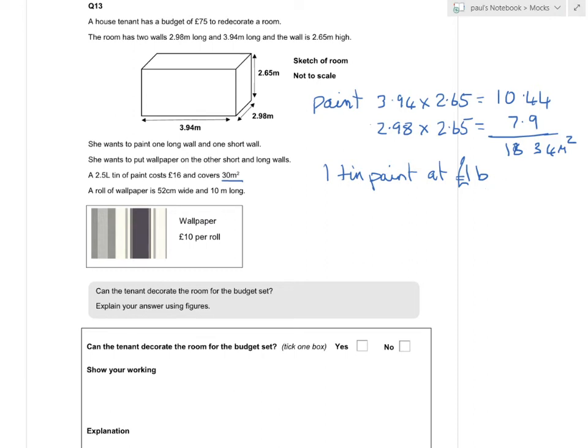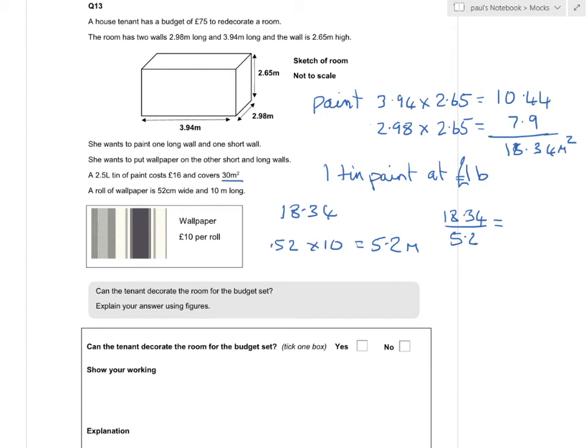So it's exactly the same area, but we've got the wallpaper. So we've got 18.34 meters squared, and the wallpaper is 0.52 meters times 10, which is 5.2 meters. So if I get 18.34, the size of the two walls, and divide it by 5.2, this is going to tell me how many rolls of wallpaper.